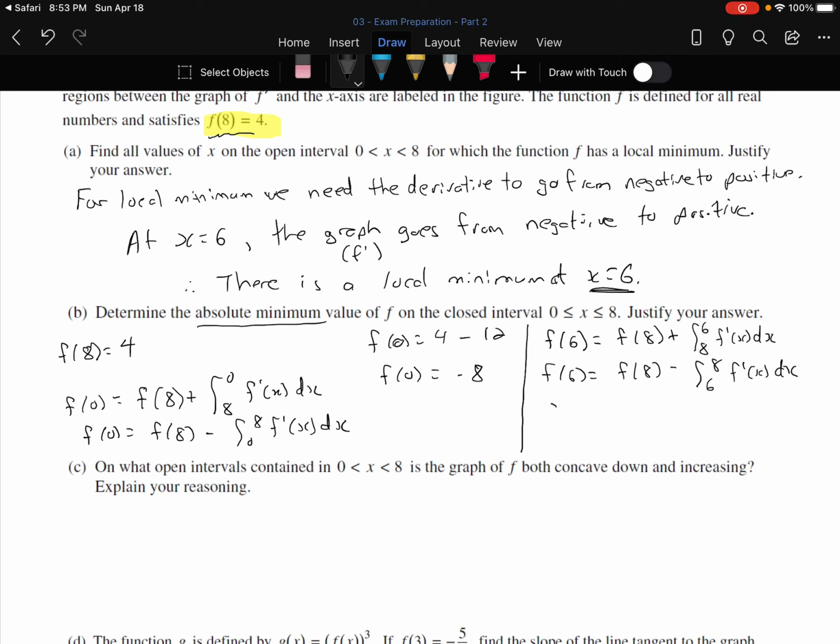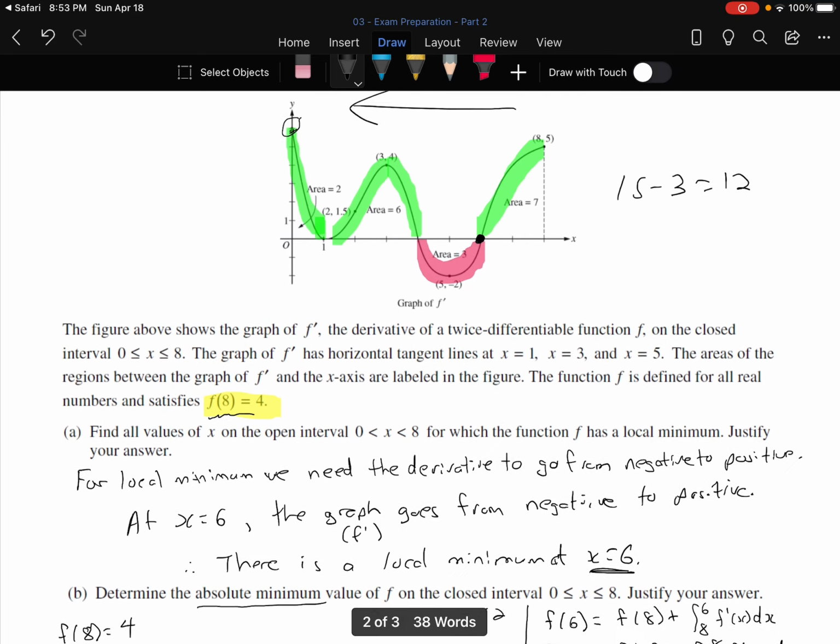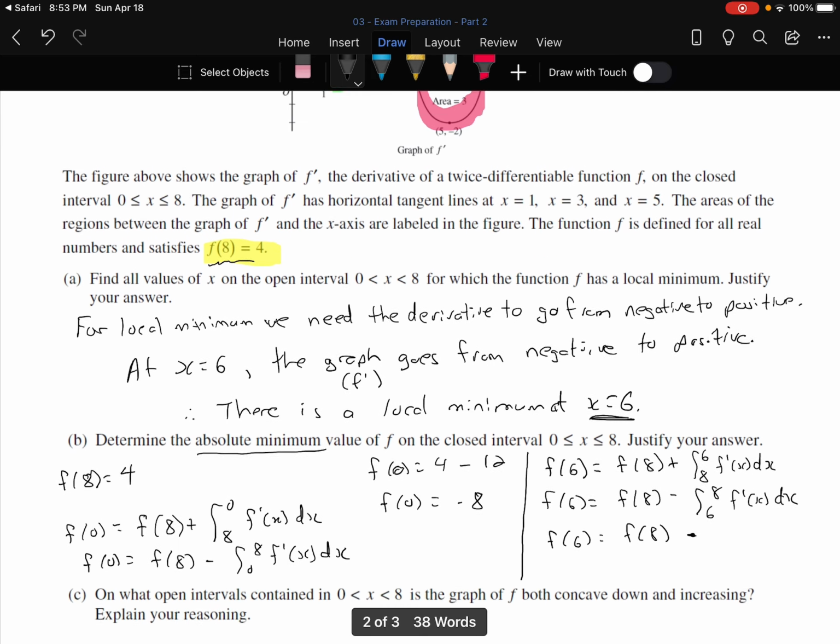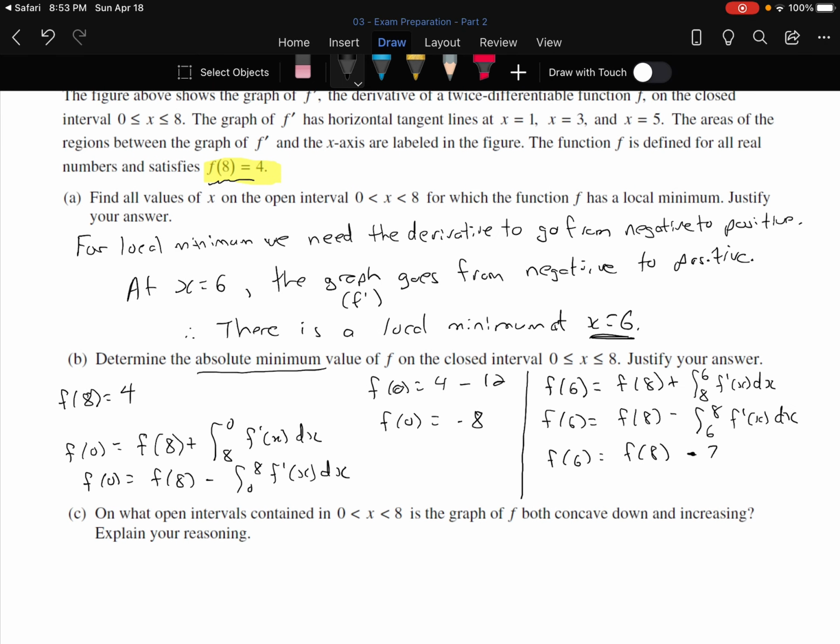And so here f at 6 will be f at 8 minus, okay, I just want the area from 6 to 8 of f prime. So 6 to 8, I think I see area 7 there. So f at 6 is f at 8, which is 4, minus 7. I get negative 3 when I put all those things together.